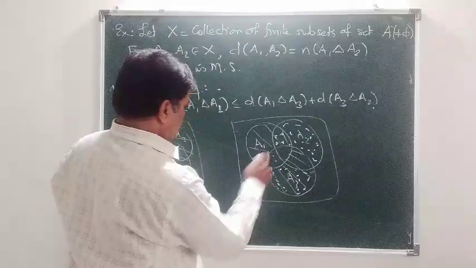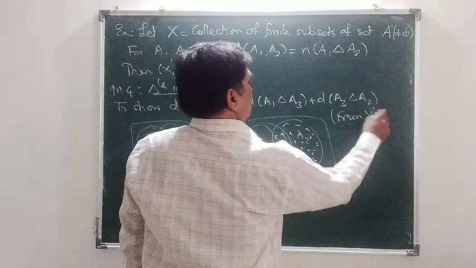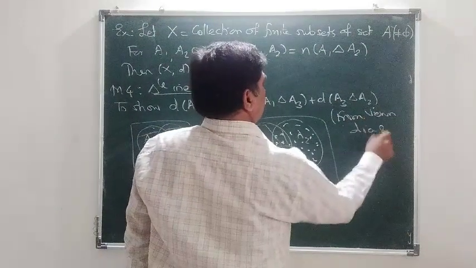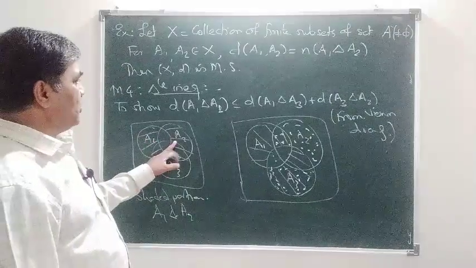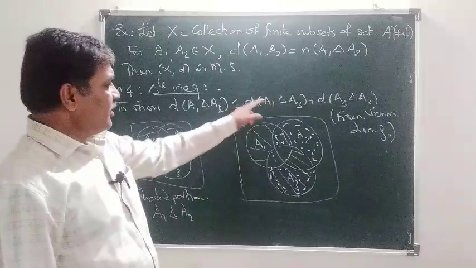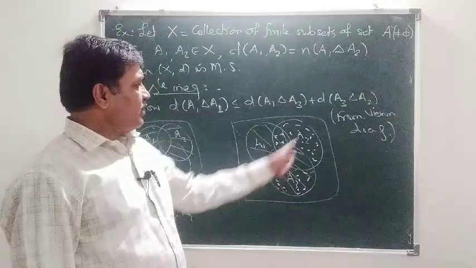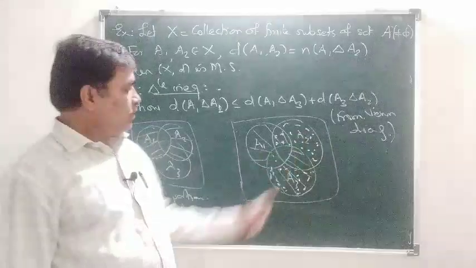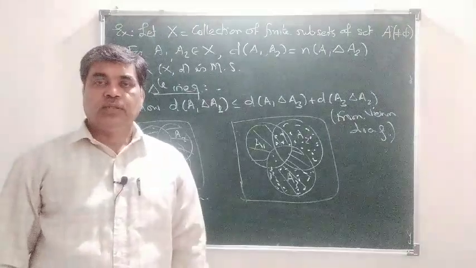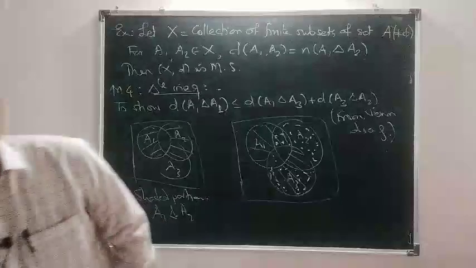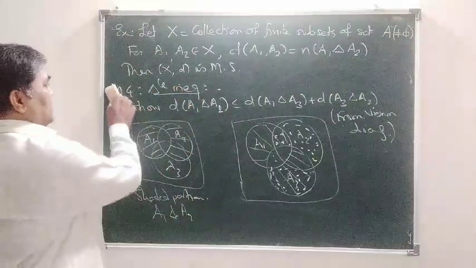So from Venn diagrams, the number of elements in A1 symmetric difference A2 must be less equal to the number of elements in A1 symmetric difference A3 plus the number of elements in A3 symmetric difference A2. And therefore, the triangle inequality holds. Thus, these satisfy all axioms of metric, and hence, this is a metric space.